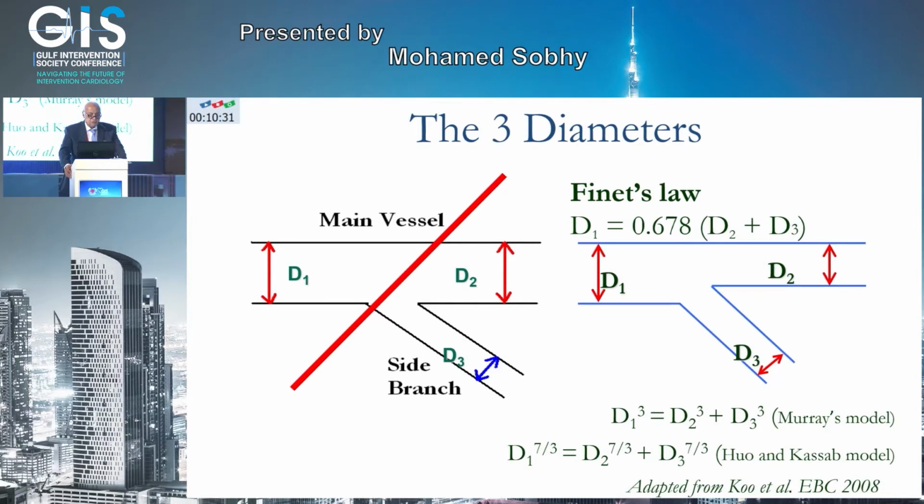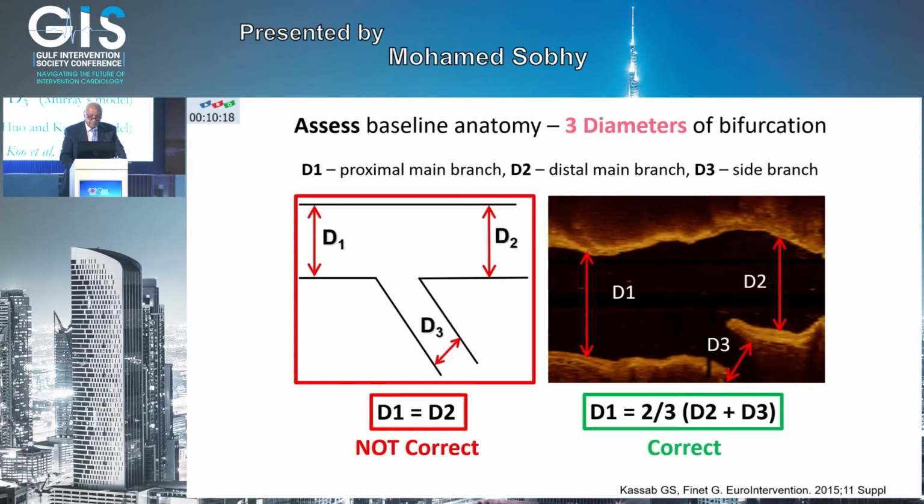How to measure with the 3 diameters. Finally, the Finet law: 0.678 D1, which is the proximal, equals 0.678 D2, which is the distal, plus the side branch, D3. So the 3 diameters, this is correct on the green line. This is not correct, equally D1 equal to 2.